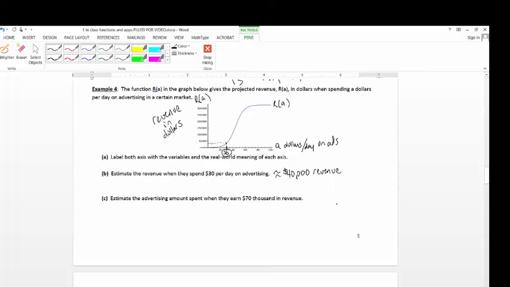Then part C, estimate the advertising amount spent when they earn 70,000 in revenue. So I need to locate 70,000 in revenue. That should be between 50 and 100,000, below the halfway point between those two. So maybe here. Here is 70,000 in revenue. I take that over until it intersects the function about right there, and take that down to ask approximately what is the input advertising amount. I'm going to guesstimate that's about $35 per day in advertising.